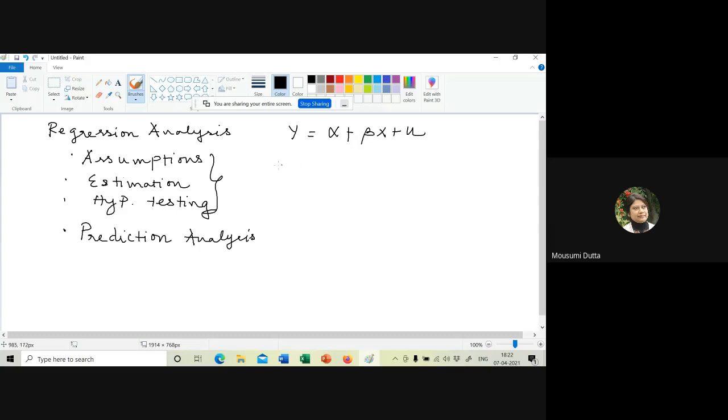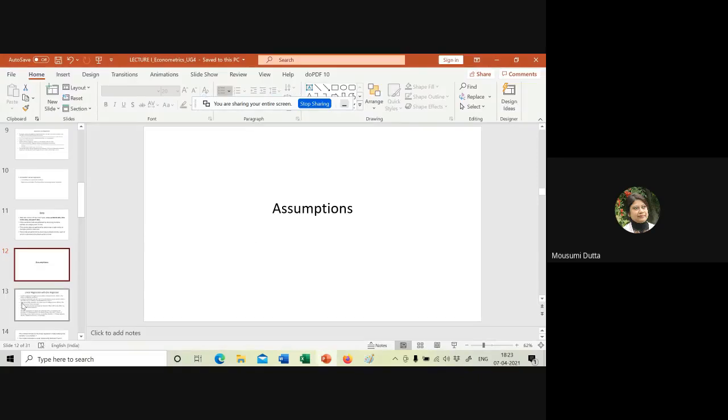And we will start with a single explanatory variable, which we call a simple model, a two-variable model. We will start with a simple model, and later we will extend this model, incorporating a number of explanatory variables in it. So let's first start with the assumptions of the model.